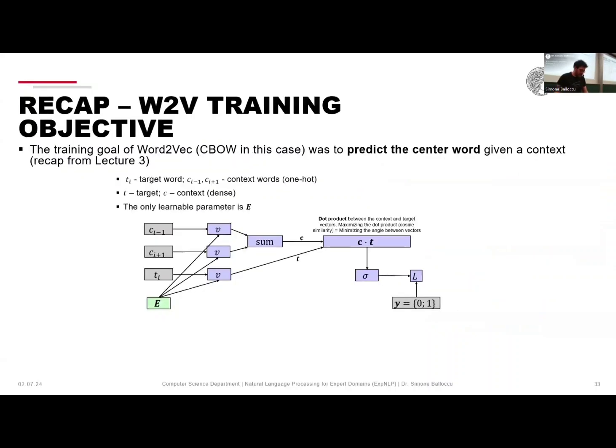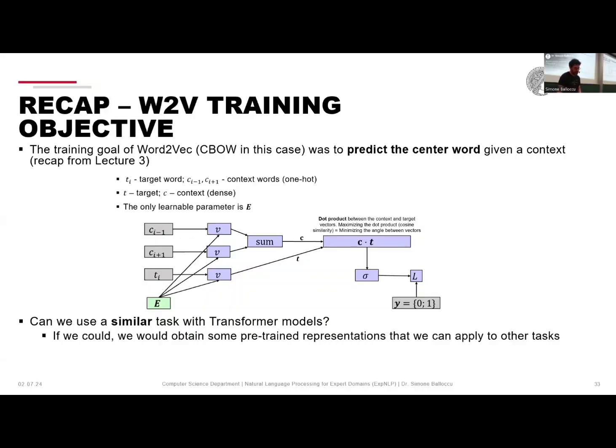So this actually anticipates what I say. Do you remember the training goal of Word2Vec? I have a context, I predict the center word. If it's skip-gram, you partition and you predict each context from the word. You can go back to the lecture to see that. Now, can we use a similar task with a transformer? Because if we can, we can obtain some pre-trained representation we can apply to any other task we want.